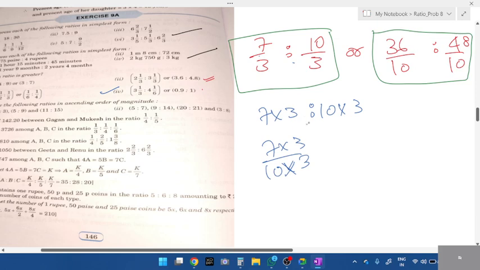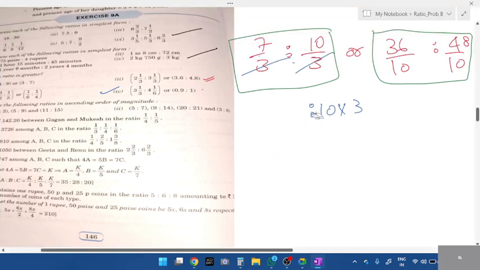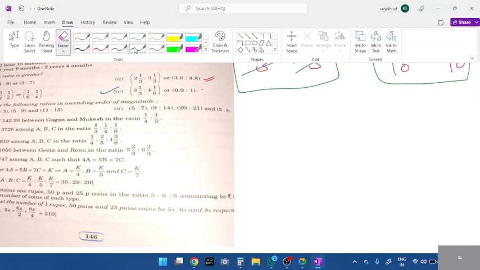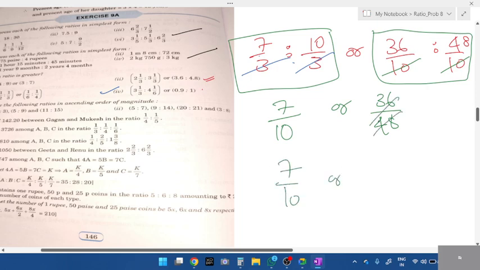If denominators are same, it gets cancelled, students. We could have directly cancelled it here. Remember this concept. Okay, if denominators are same, we can directly cancel. You don't have to take LCM or cross multiply. What about here? Can you tell me the value? Can I cancel 10 and 10? So what do you get on the left hand side? 7 by 10. Or this side? 36 by 48. Further reduce this 36 by 48. 4 nines are? Yes. 9 by 12.